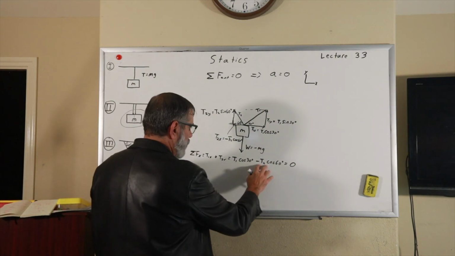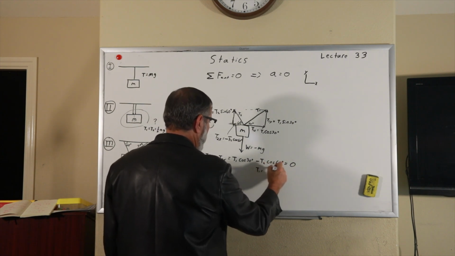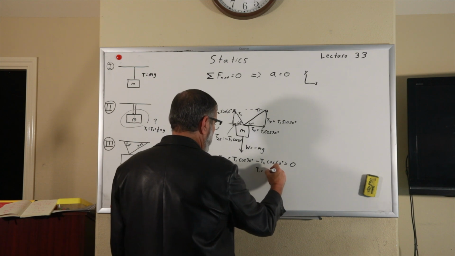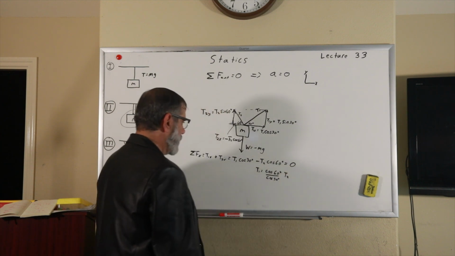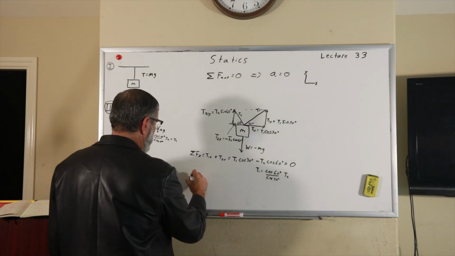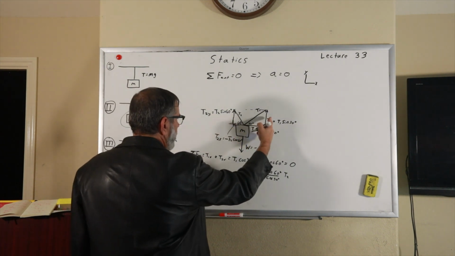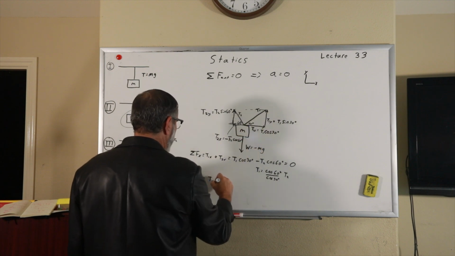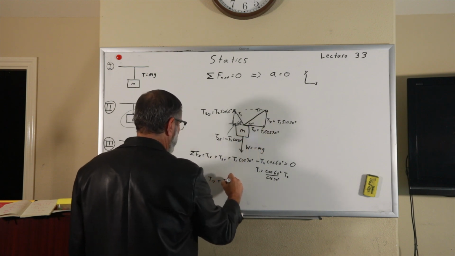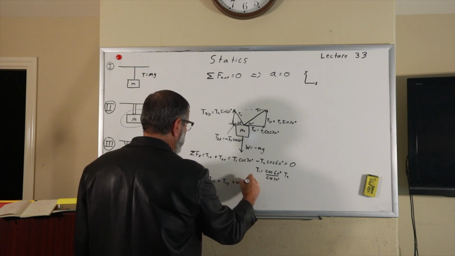If we algebraically move T2 over here, we'll end up getting that T1 is equal to the ratio of the cosine of 60 degrees divided by the cosine of 30 degrees times T2. The sum of the forces in the y direction, well, we've got the y component of the tension from 1, so that's T1y, plus the y component of tension 2, and then plus the weight will be equal to 0.